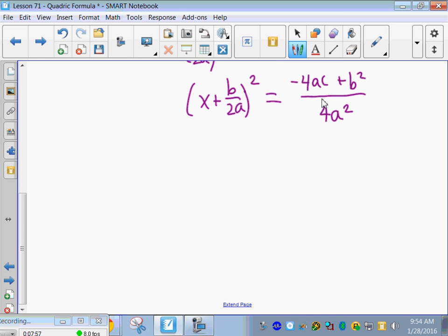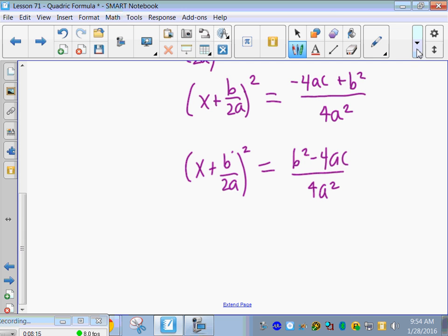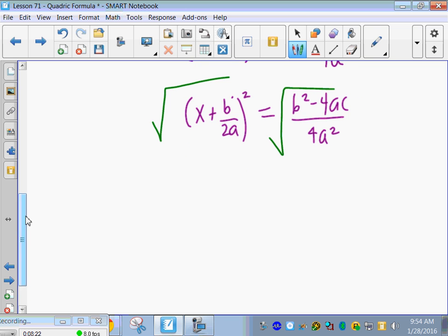All right, next thing we're going to do is switch this around because I want it to look like the quadratic formula, which is b squared minus 4ac. All right, now if I'm trying to isolate x, solve for x, I would square root both sides. Okay, so the square root undoes the square, and I'm left with x plus b over 2a. And on this side, remember plus minus.